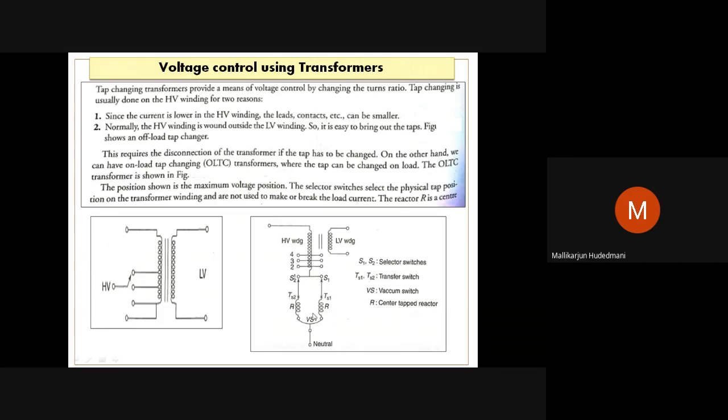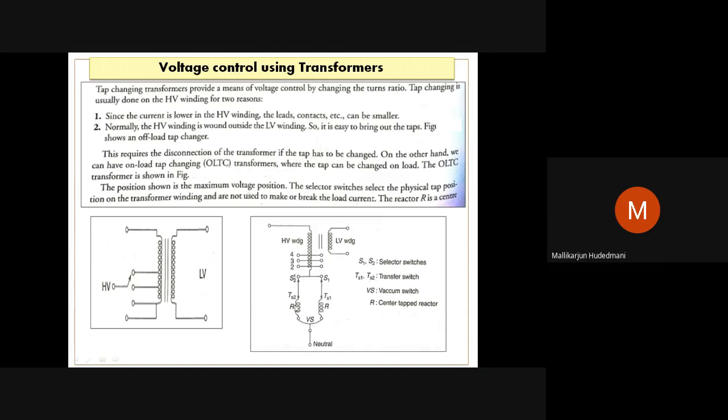All the time during its normal operation, one of the tap contacts is established with switch S1 and switch S2. Suppose, imagine, tap point number 1 is engaged in the service. So the left contact and right contact are engaged respectively with S2 and S1. Via the select switch, the center tapped reactor is connected to neutral.